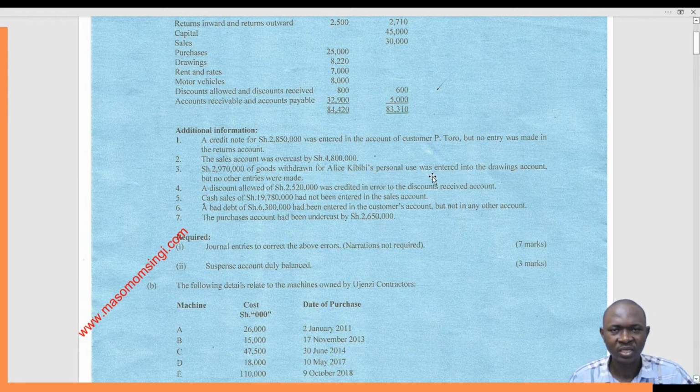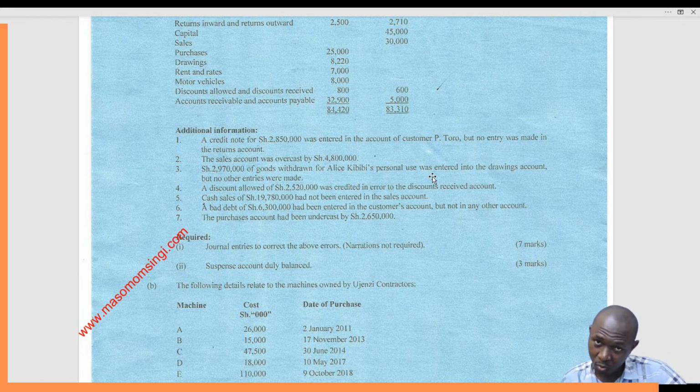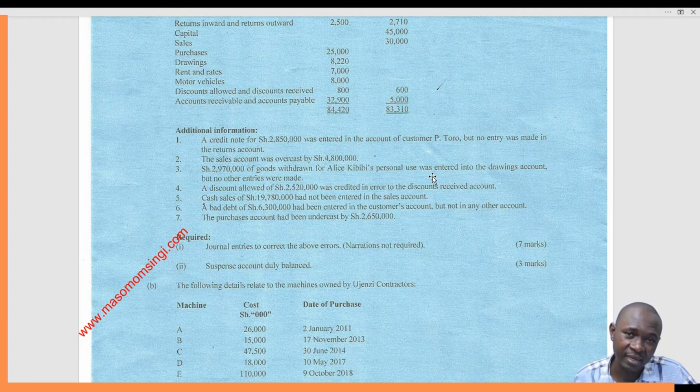Perfectly correct, because she took those goods, and drawings means that she is interfering with her investment in the business. So there is one more account that has not been captured. No other entries were made. Which other account is that? In this case, we are going to treat Alice Kibibi just like any other customer, because she has taken these goods, and the goods will be catered for by her investment, by her capitalization in the business.